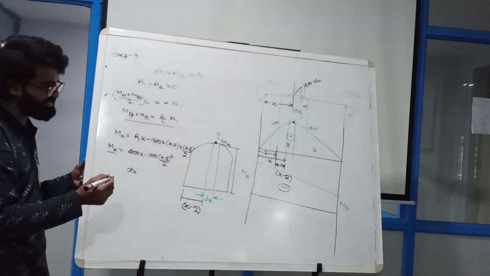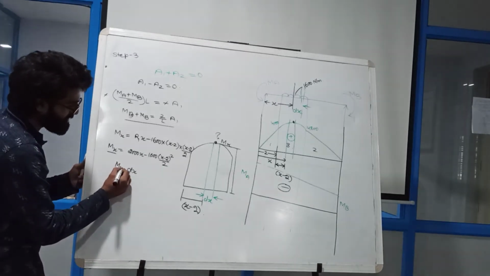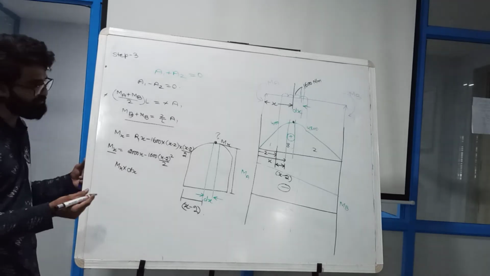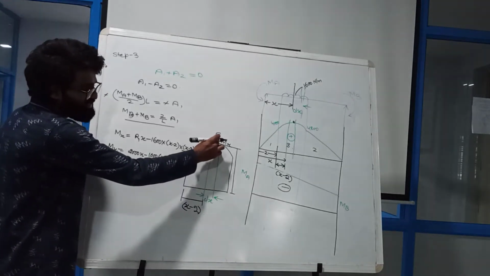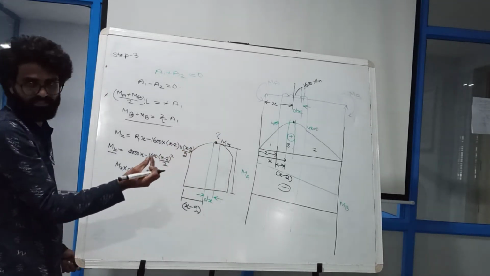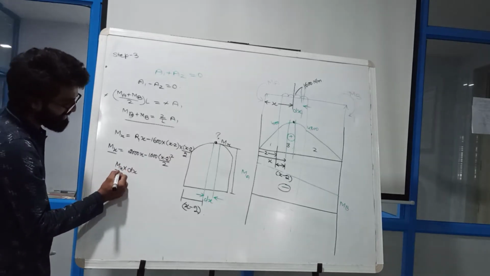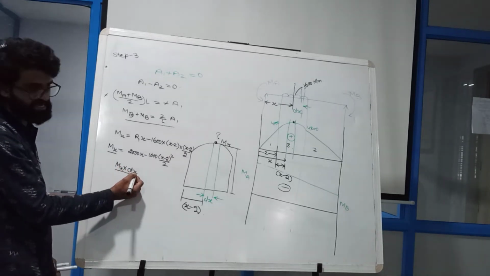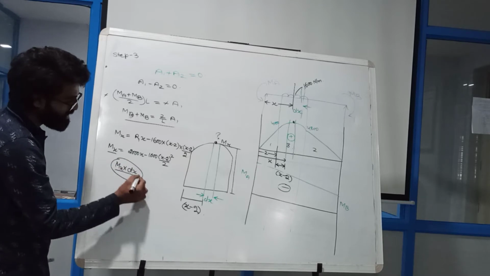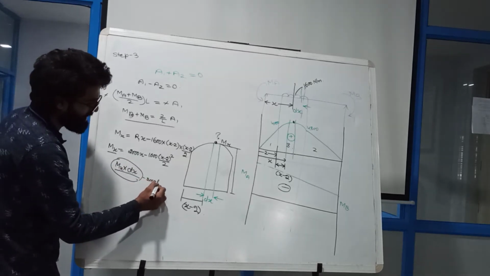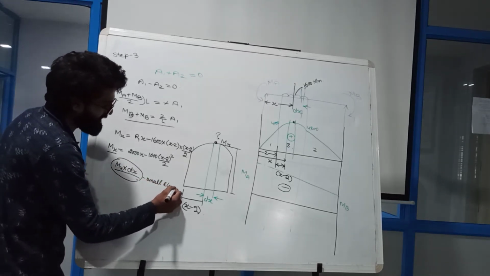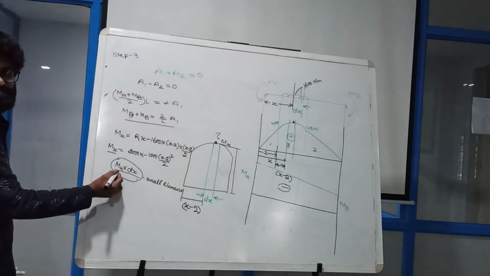So how to calculate the area? Mx into dx. Keep that in mind. Because this small stirrup is like a rectangle, because it is very small. So what is the rectangle area? Mx into dx. This is for a small element. For a big element, what do I need to do? I need to integrate this equation.